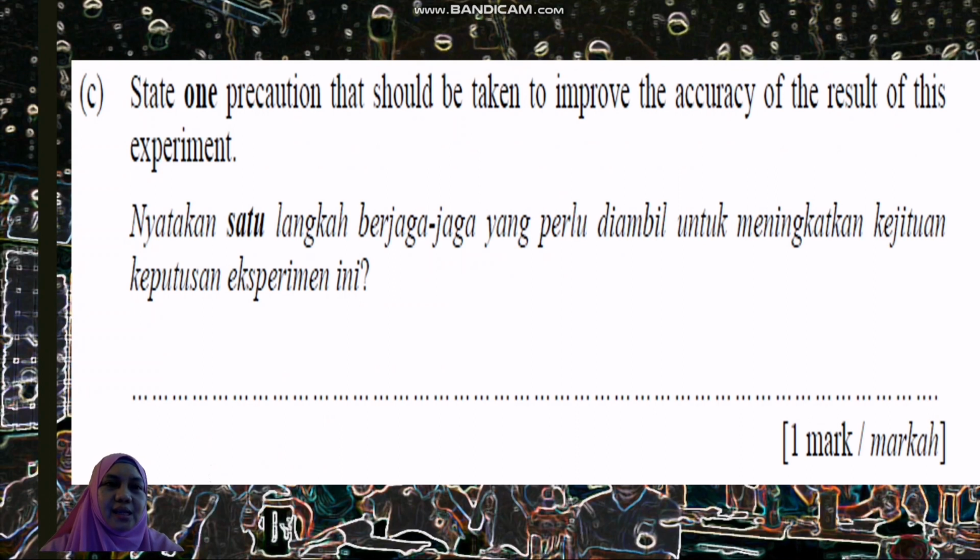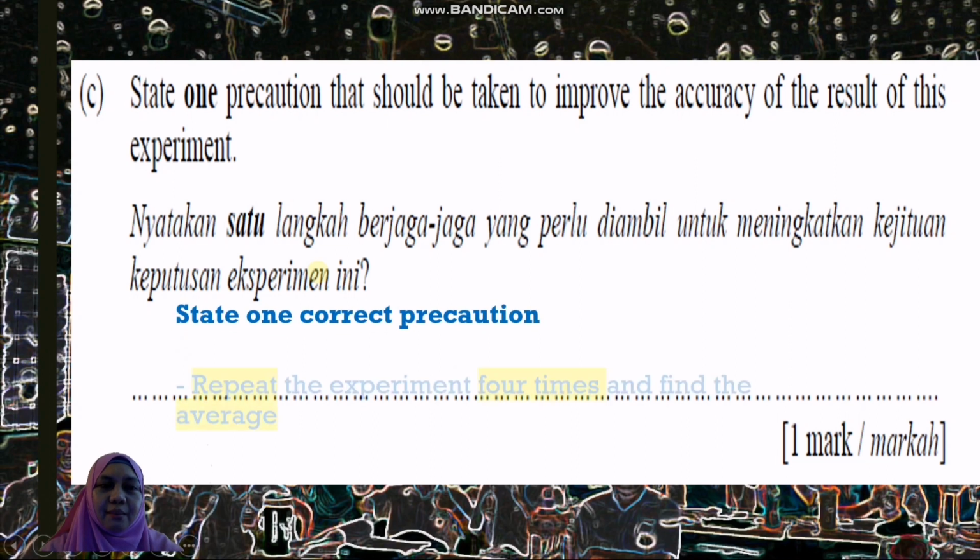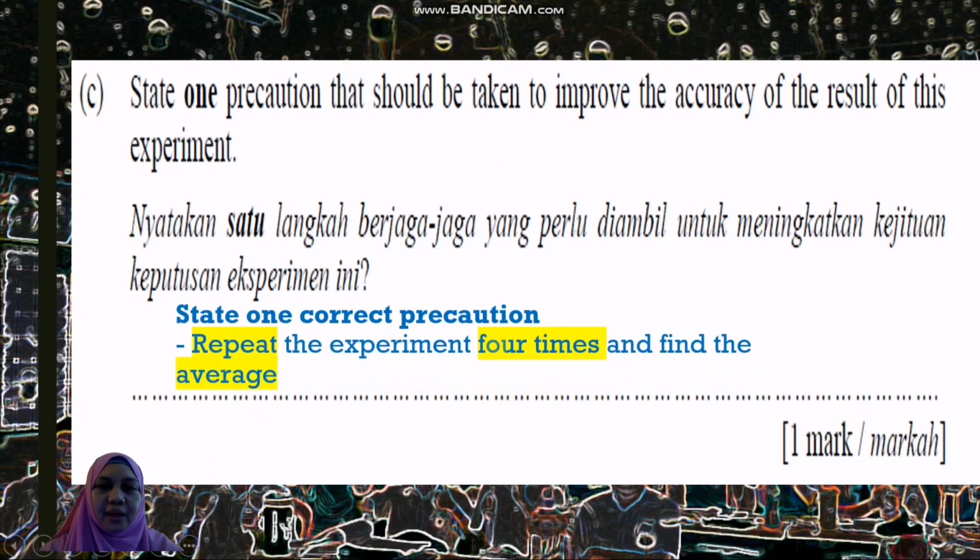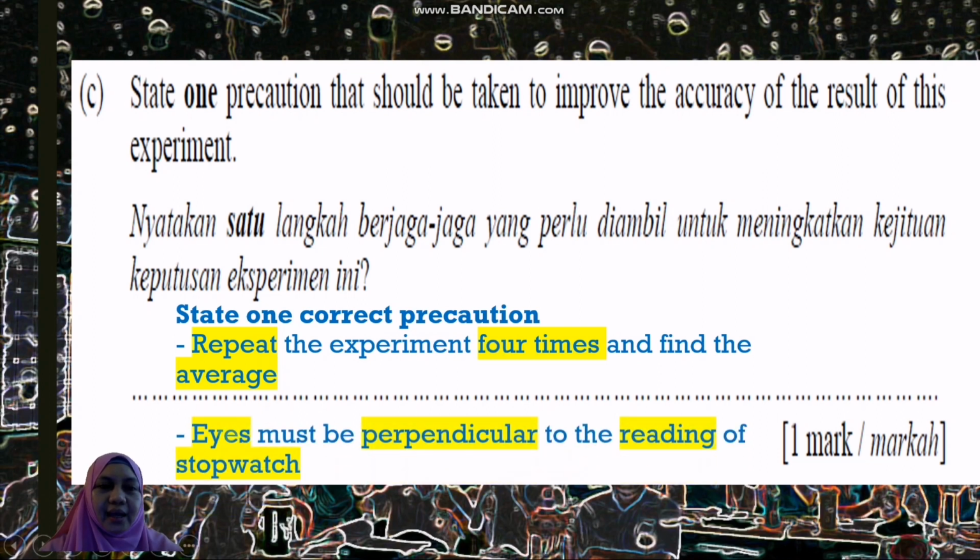The last question, C, state one precaution that should be taken to improve the accuracy of the result of this experiment. For this kind of experiment, there are two precautions which you can write. Number 1, repeat the experiment 4 times and find the average value. Second, eye must be perpendicular to the reading of the stopwatch. The keywords for the precaution are given in the yellow highlighter. Repeat 4 times, average. Eye, perpendicular, reading, stopwatch.